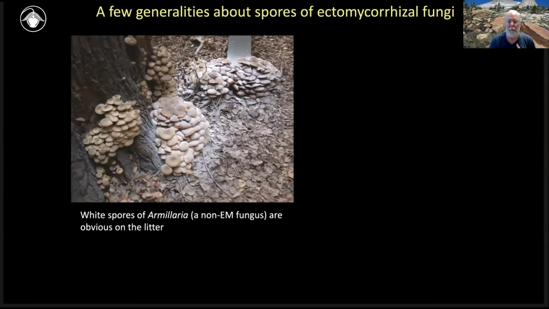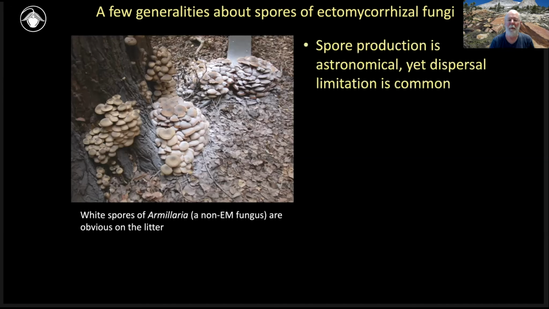So a few generalities about spores of ectomycorrhizal fungi. And here I have to say I'm showing you spores of a saprobic or parasitic fungus, mostly because it's a nice picture with white spores everywhere. But it makes the point that spore production is astronomical. You have unbelievable numbers. I'll show you some that are fairly crazy later. But yet dispersal limitation is common in spite of a huge number of spores.